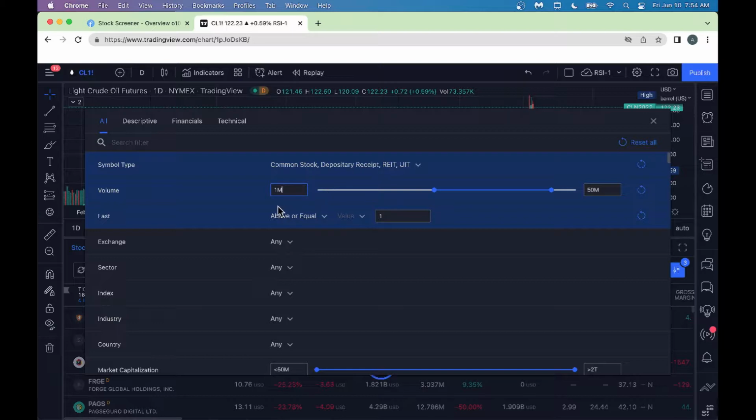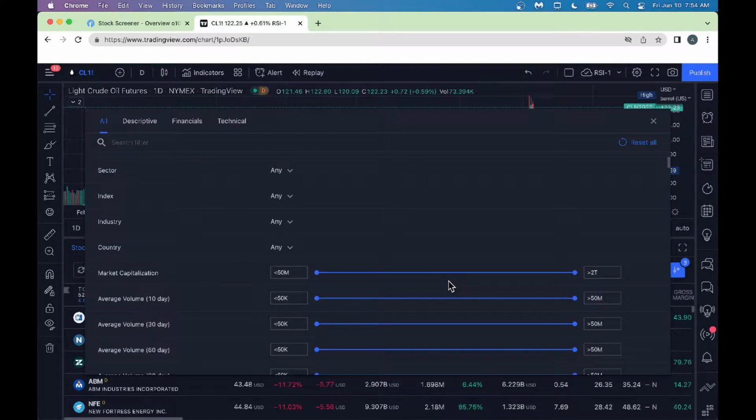Look, I've got my minimum volume at 1 million, and in this market right now I'm looking for opportunities to sell some premium or sell some put options. That's why I like to have stocks at least above $30. When I sell put options, I would go with 30 here. And then look, it's trying to narrow down, as you can see.